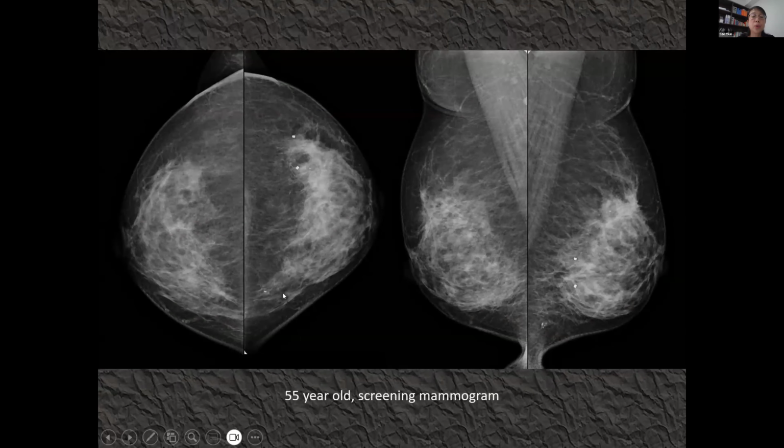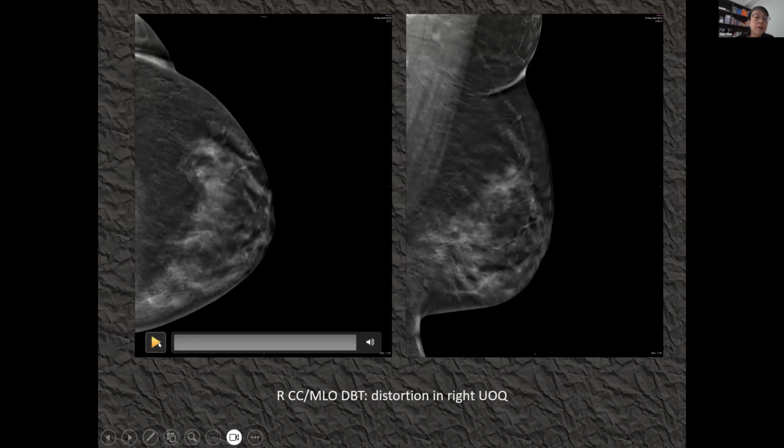This is a 55-year-old who underwent screening mammogram. Here we see stromal distortion in the upper outer breast. These are two BB markers which denote an area of surgical scars from a number of years ago. So that's the distortion. She was recalled, and she underwent further workup with tomosynthesis.